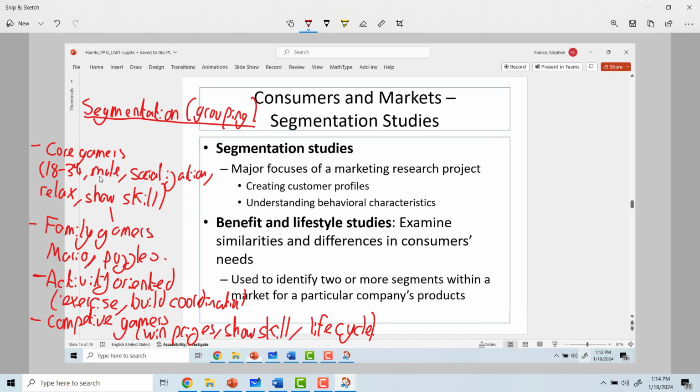Now, when we make these segments, we do them based on what we call segmentation bases. This is maybe a little bit beyond what we need from the book, because I get excited about segmentation. This is what you actually segment on. So, you know, we could do it on demographics.